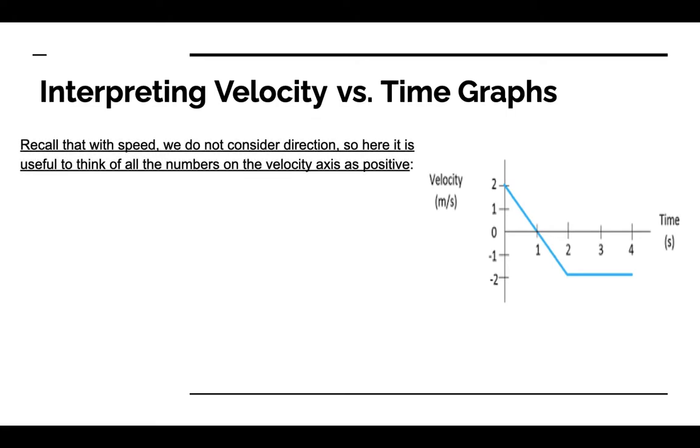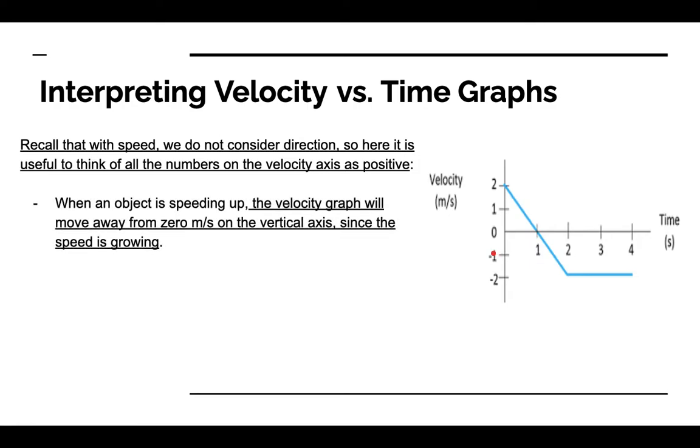So recall that with speed, we do not consider direction. So for this part, in terms of interpreting speeding up and slowing down, it is useful to think of all numbers on the velocity axis as positive, okay? So for speeding up versus slowing down, we consider this area to be positive for the time being. So the idea is that if we're speeding up, that means we're going to be heading away from 0 meters per second. Because if our graph heads towards 0 meters per second, that means we're going to be slowing down as we're reaching a speed of 0 meters per second.